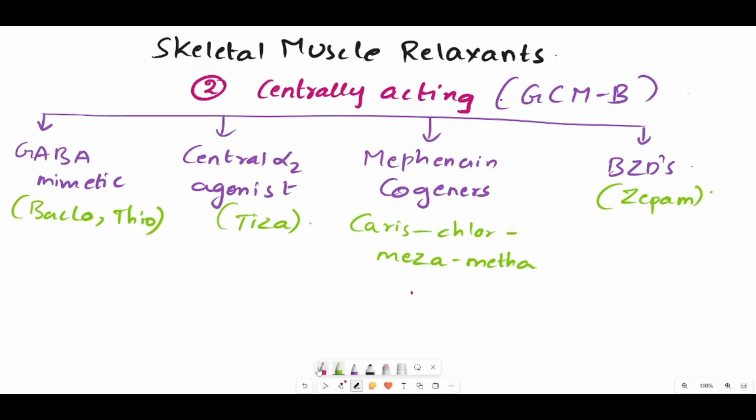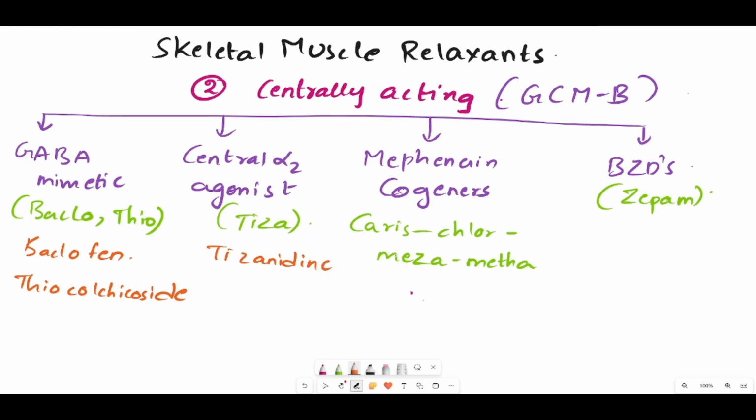Now let's try to see the examples under each class with these tricks. So in the GABA mimetic, beclo means it is baclofen. Thio means it is thiocolchicoside. And in central alpha 2 agonist, tiza means it is tizanidine.